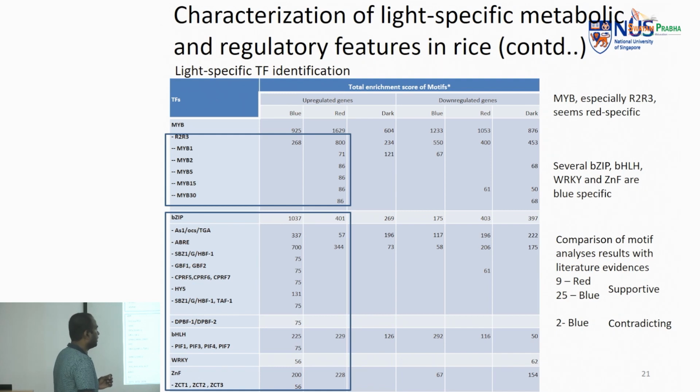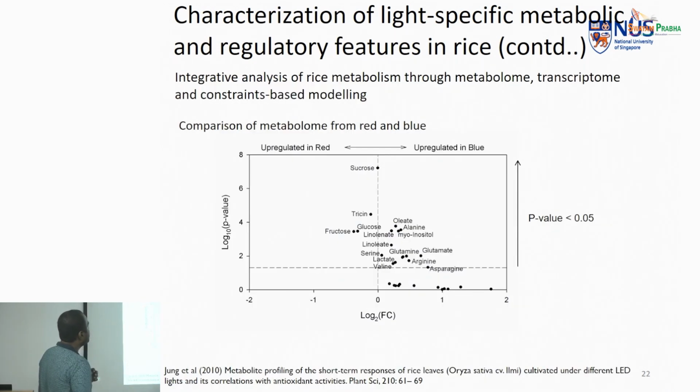And then we also made a comparative analysis of what we identified and what was already reported in the literature. And we also noted that some of the identifications in the blue specific light were actually contradicting as well. So it's not 100% foolproof, this kind of analysis. The last analysis we did, as I mentioned earlier, is the metabolome comparison in both the red and blue lights. So we looked at what are the metabolites which are elevated in blue as well as in red.